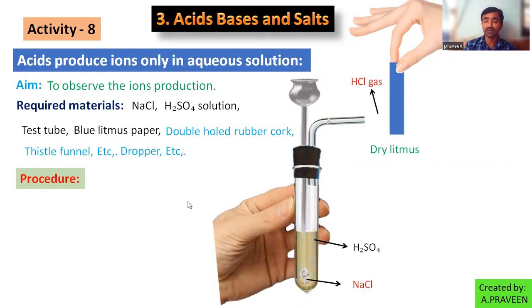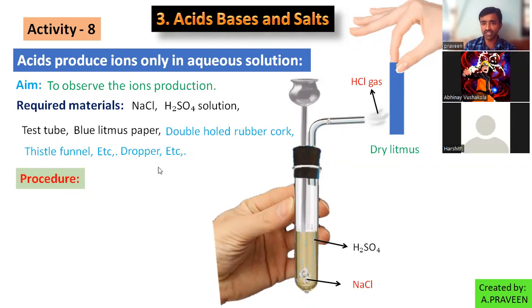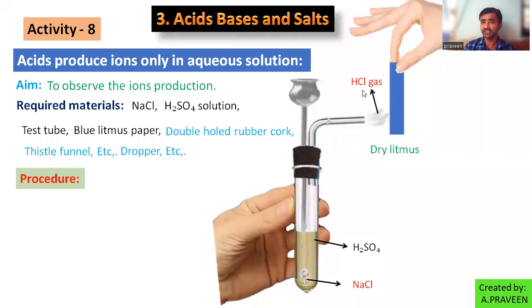Then observe: does that dry litmus paper change its color or remain in its own color? Is it changing its color? What do you observe here? Is it changing its color on passing of HCl gas? No, it is not changing its color. So what do you say here? Is it behaving as an acid? Is the liberated gas behaving as an acid?